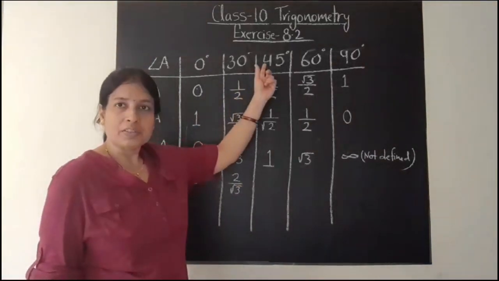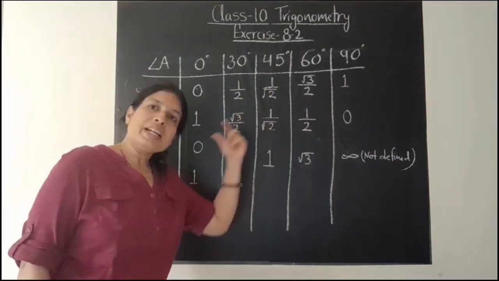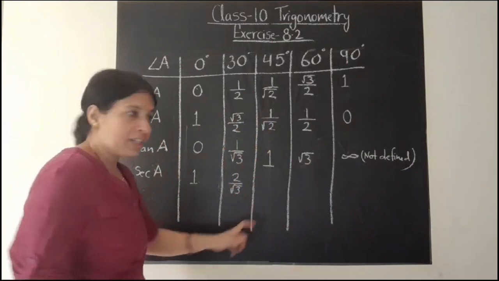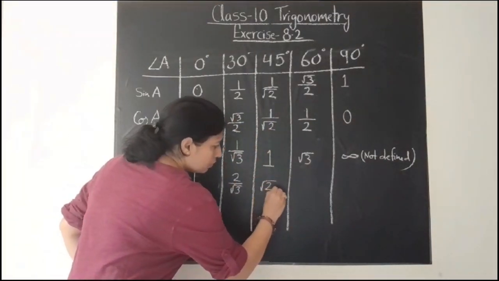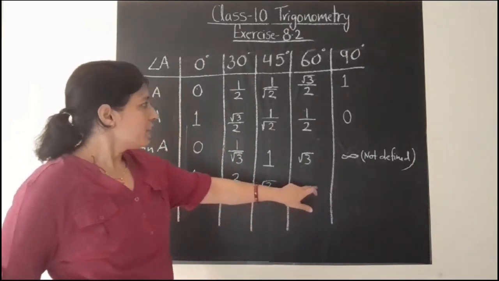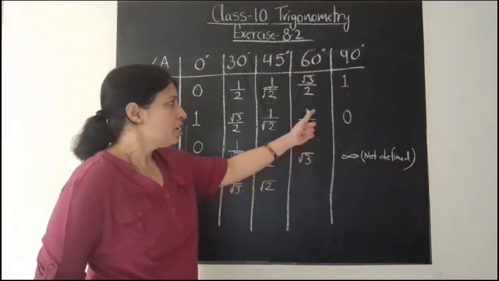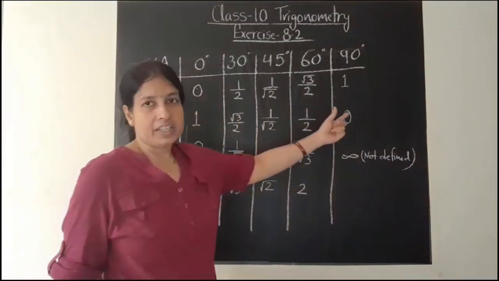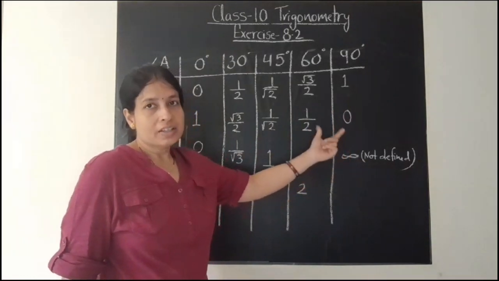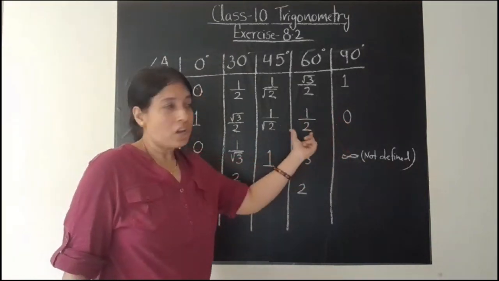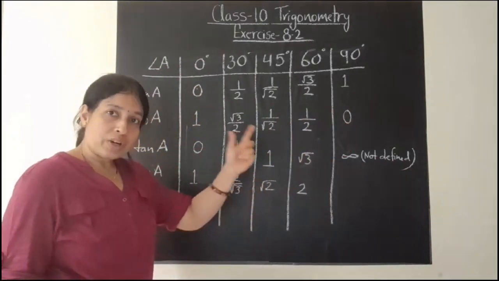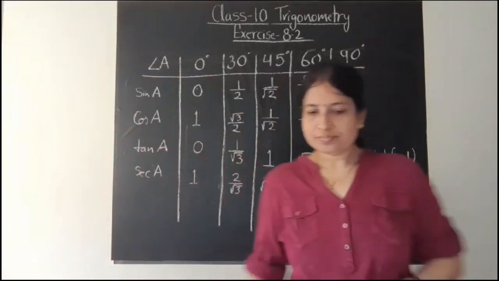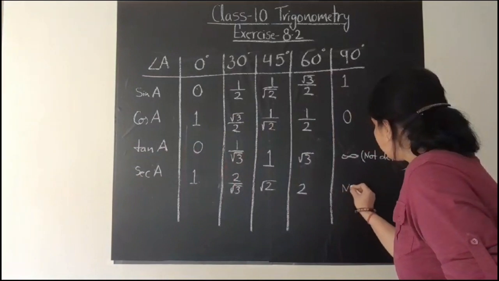Then sec 45. Sec 45 degree is equal to 1 by cos 45 degree. Cos 45 degree is equal to 1 by root 2. So sec 45 degree is equal to root 2. Then sec 60 is equal to 1 by cos 60. So it will be 2. Then sec 90 degree will be 1 by 0 because cos 90 is 0. 1 by 0 is again not defined. So you write here not defined.